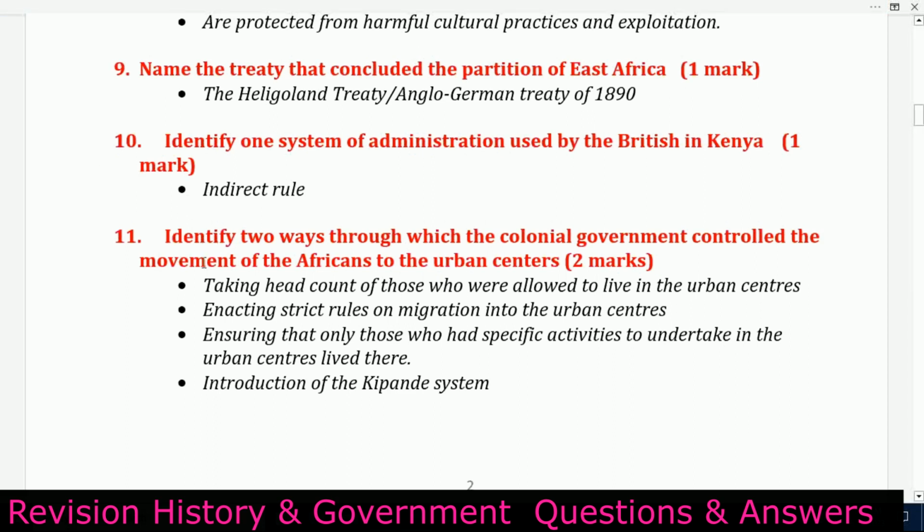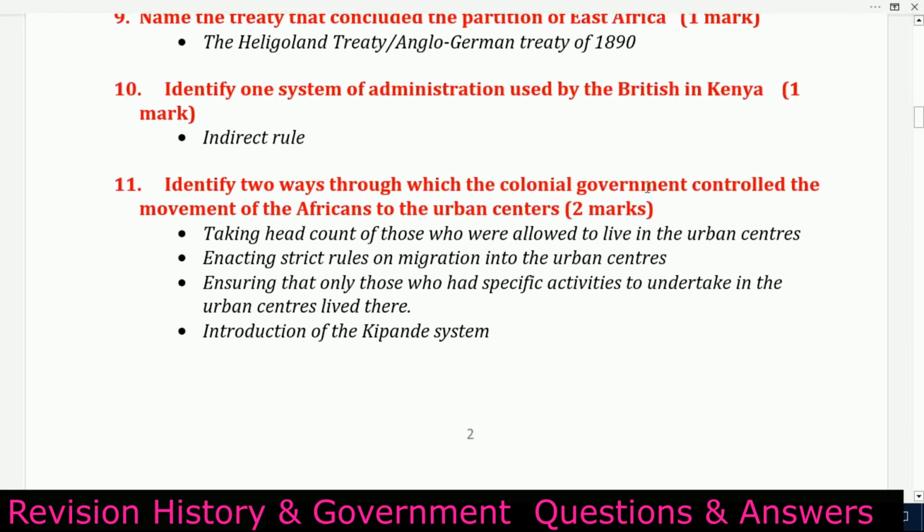Then we have question number 11. Identify 2 ways through which the colonial government controlled the movement of Africans to the urban centers. You get 2 marks. How did the colonial government control the movement of Africans to the urban centers? Because you remember at this time there was settler farming and plantation farming, which was restricting Africans to live in the rural area so that they can do the labor. So what ways did the colonial government use to control these people from moving to towns?